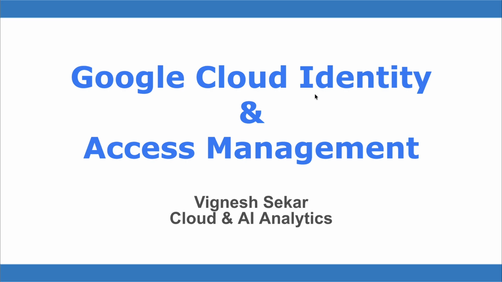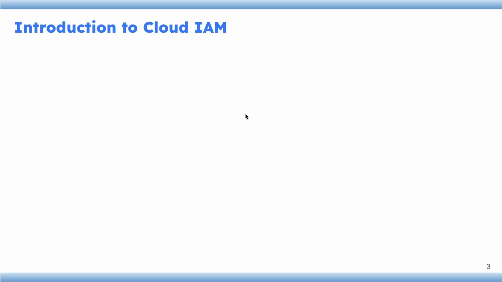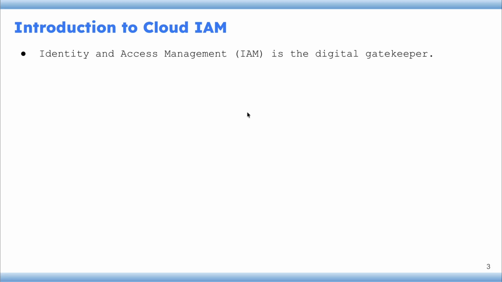So we will be starting this module by understanding what is Cloud IAM. So in the world of cloud computing, identity and access management is the digital gatekeeper. So Cloud IAM is a security framework of policies and technologies that ensures the right people, right devices have the right access to the right resource at the right time. Cloud IAM is basically a foundational security service in all the major cloud platforms. For instance, if you take AWS, we have AWS IAM, and in Azure we have Azure AD, and in GCP we have Google Cloud IAM.